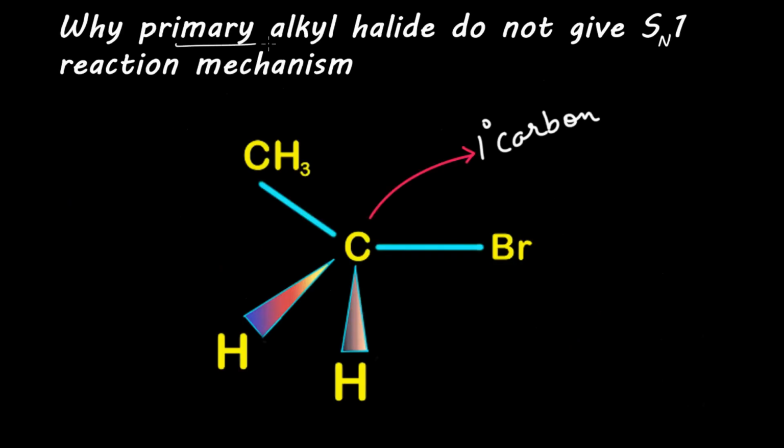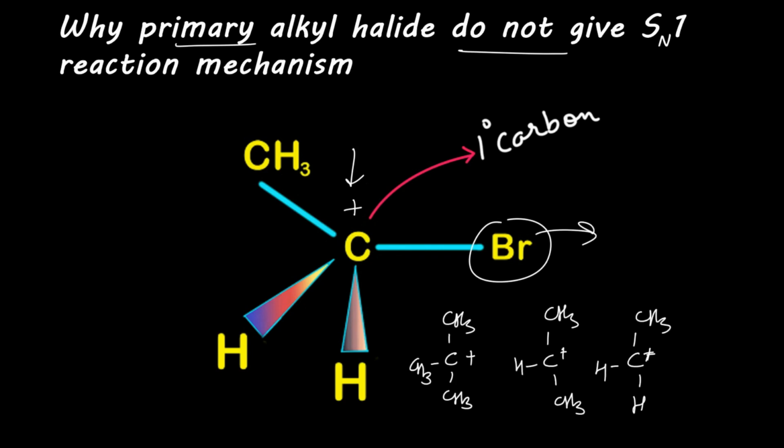Now the question arises, why do primary alkyl halides not give SN1 reaction? Primary alkyl halide simply means that as soon as this bromine is removed, a carbocation will be formed. This carbocation will be a 1 degree or primary carbocation. Why is the primary carbocation not giving the SN1 mechanism? The reason lies in the stability of the carbocation. I will make the complete diagram. Now look at these 3 carbocations. This is 3 degree, this is 2 degree and this is 1 degree.